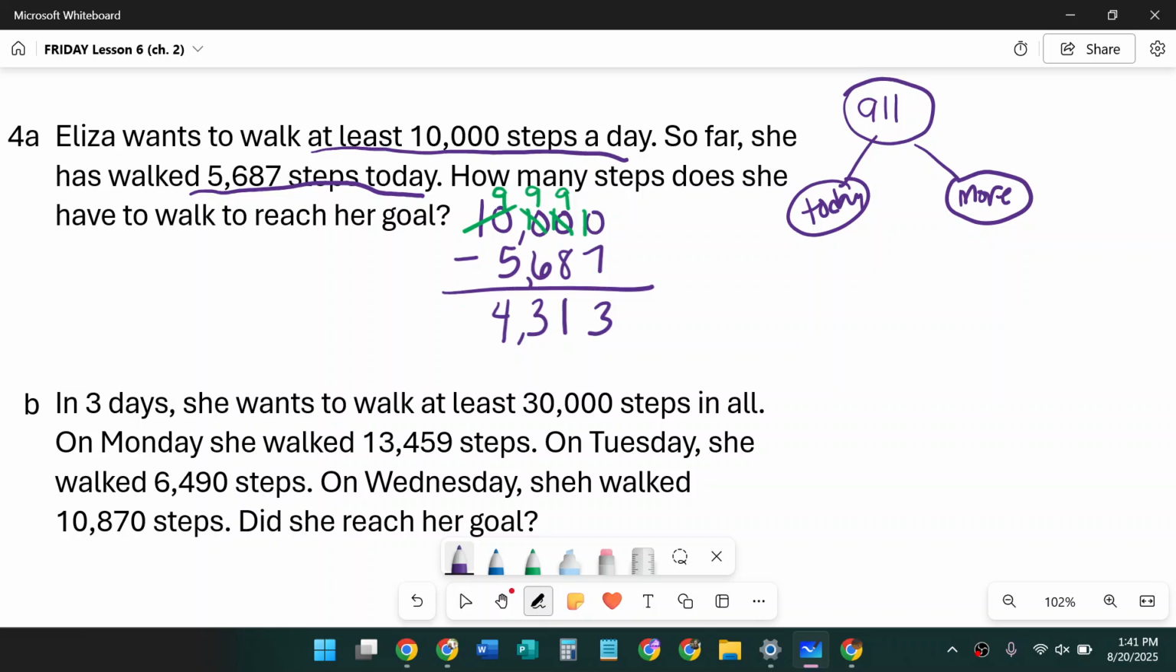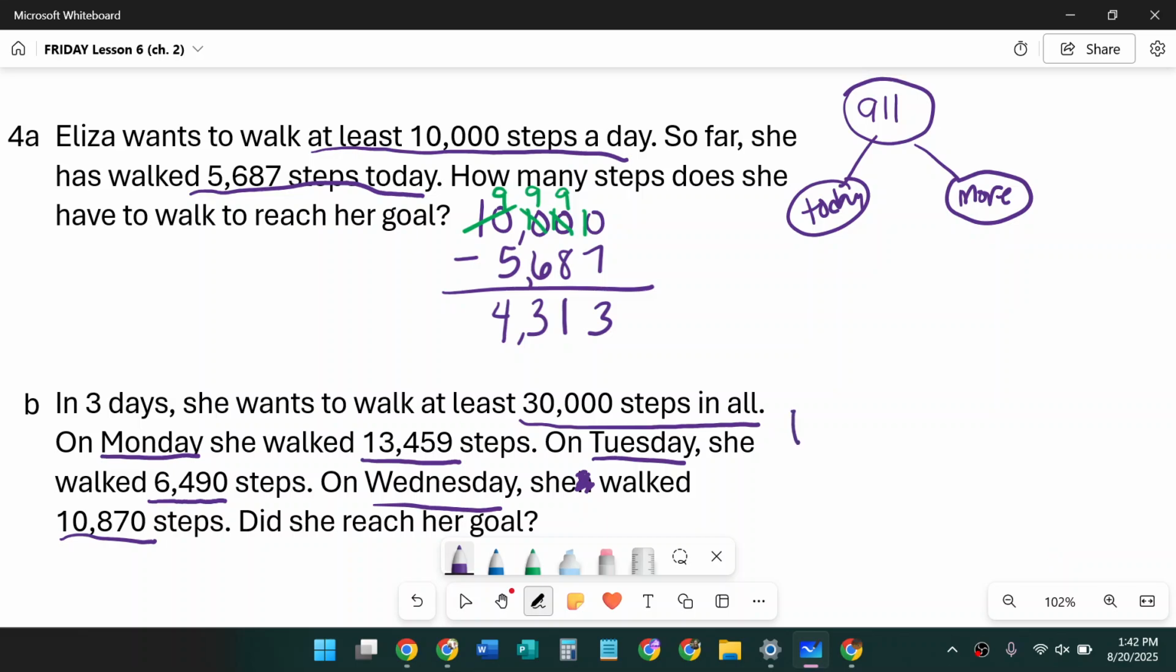All right, part B says in 3 days she wants to walk 30,000 steps in all. On Monday, she walked, let's underline Monday. This is how many steps she walked on Monday, 13,459. On Tuesday, she walked 6,490. And then on Wednesday, she walked 10,870 steps. Did she reach her goal?